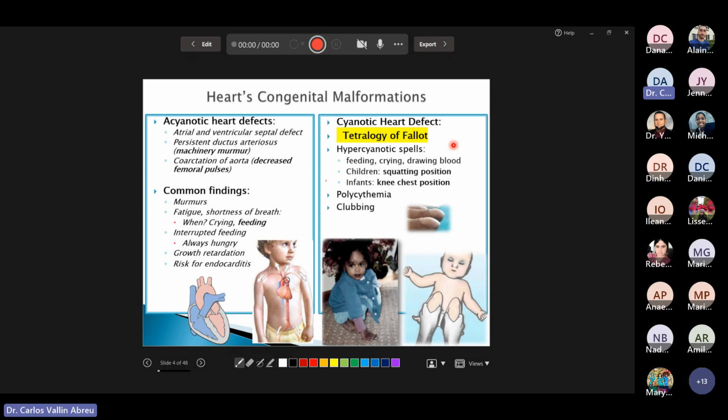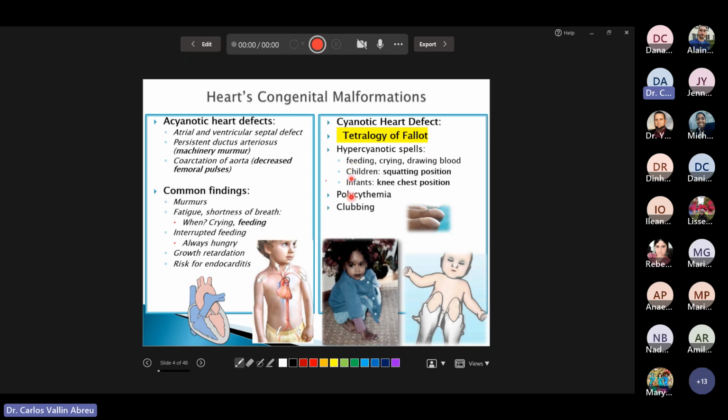the body. But in certain moments, of course, those moments are the moments in which the baby or the child is exercising. The baby will present in crisis, an exaggeration of the cyanosis. This is called hypercyanotic spells or hypercyanotic attacks.